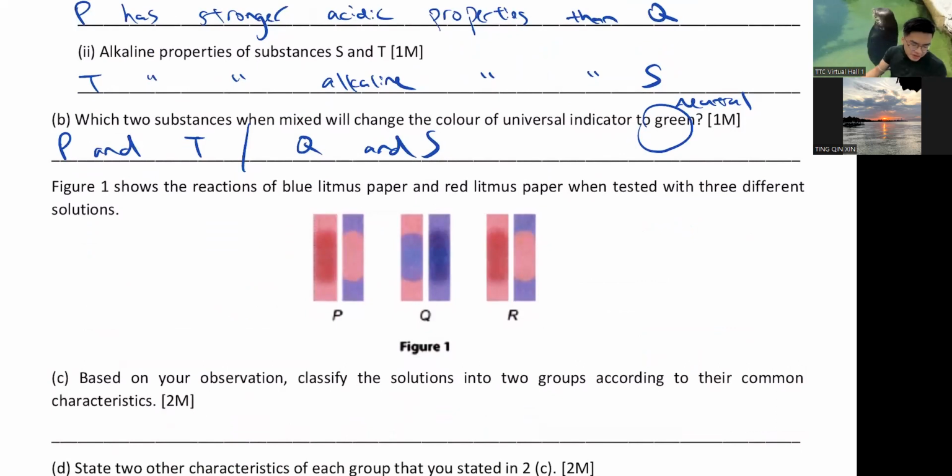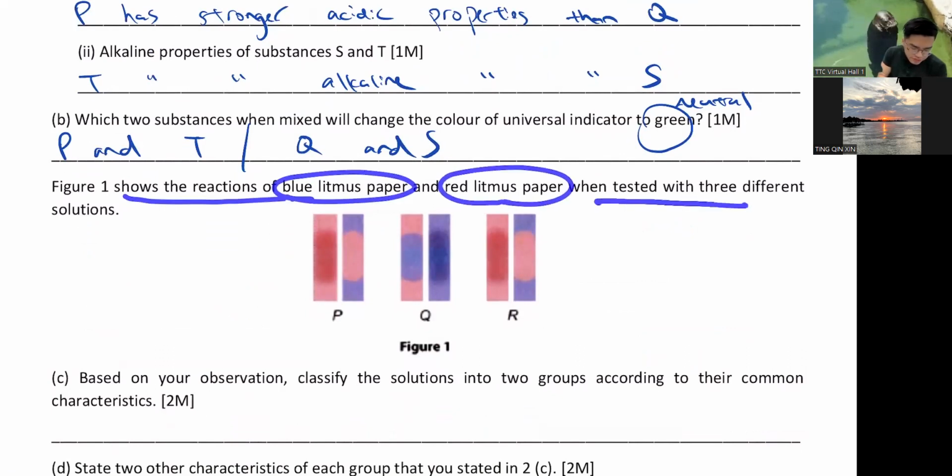Okay, so next, figure 1 shows the reaction of blue litmus paper and red litmus paper when tested with 3 different solutions.